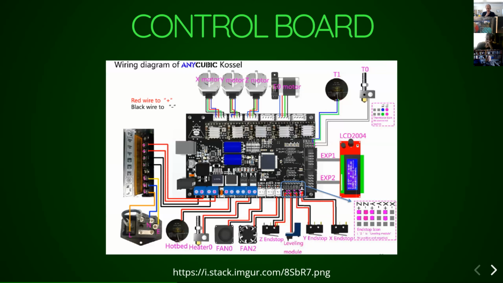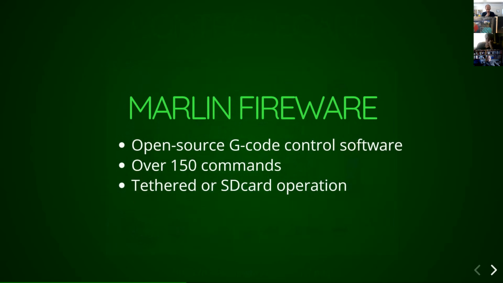And so on the KOSSEL, for example, you need to control a display. It has an SD card slot. It has temperature sensors and temperature controls for both the extruder and for the bed. It has 4 motors to control, and then it has a bunch of end stop sensors to help it in self-calibration, figuring out the relative position of things.